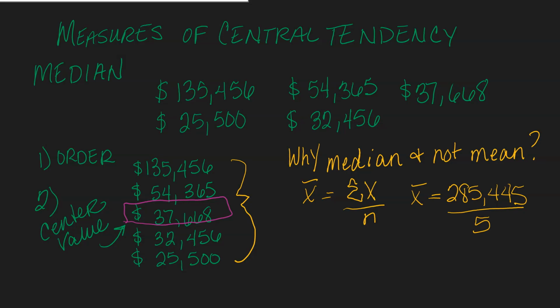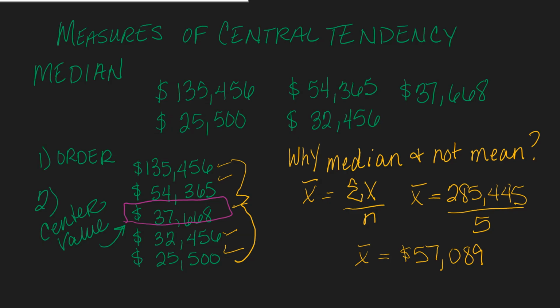285,445 divided by n, which again is just the number of values that we have. We have 1, 2, 3, 4, 5. And our mean dollar amount spent on prisoners across 5 states is $57,089. Now here's the question. Which measure of central tendency, the median or the mean, seems to best represent the list of dollar values?